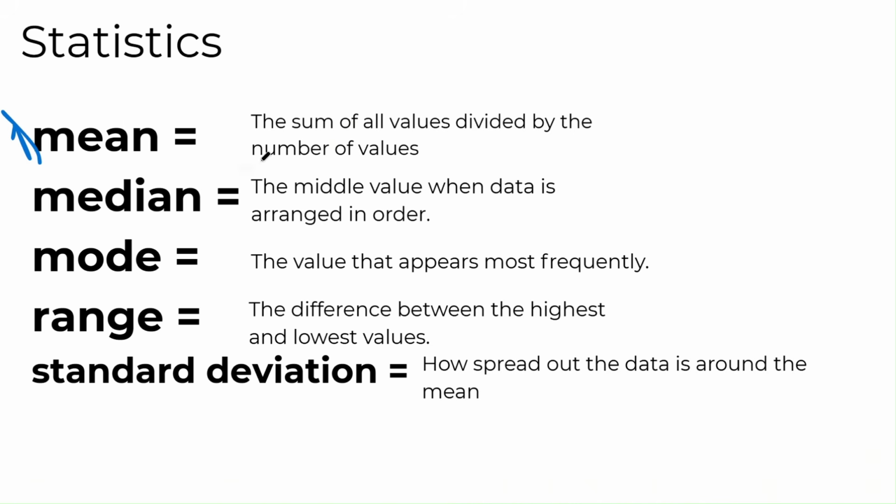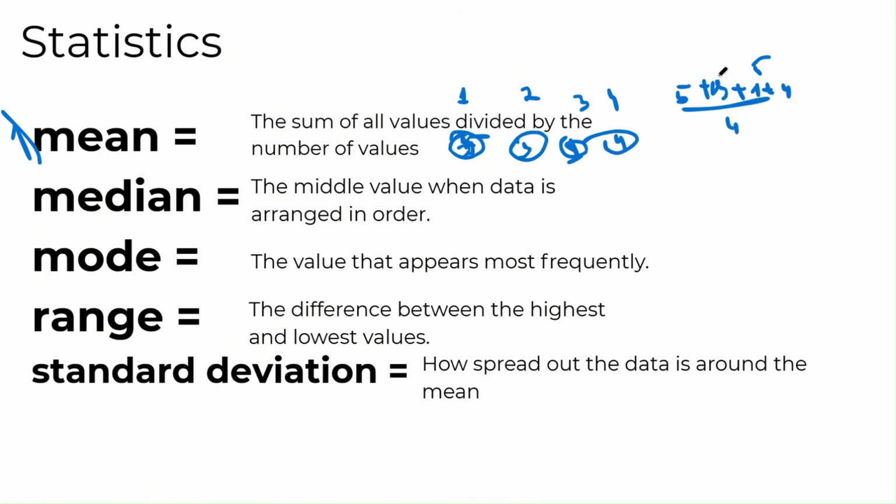Mean equals this. Mean is the sum of all values divided by the number of values. What does it mean? Let's take random numbers: 5, 3, 1, 4. Based on this description, we have to add them all and divide by their number. There are 4 numbers, so we add them and divide by 4. So we get 13 there, and 18 over 4. This is how it looks.